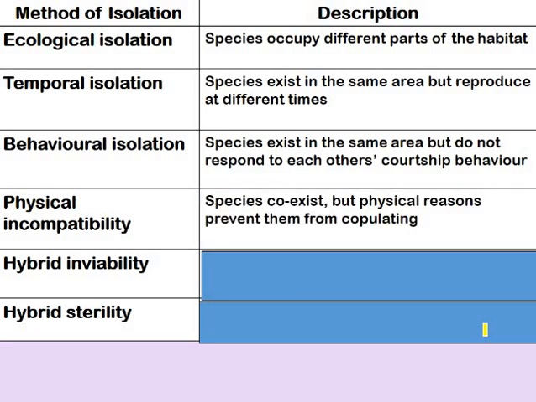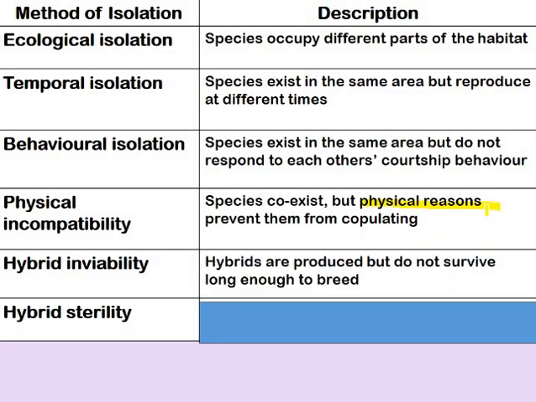Then we get into physical incompatibility, and that's where species again live in the same area, but there are physical reasons that prevent them from copulating. Think about Chihuahuas and Great Danes. Those are still the same species, but there would be physical reasons that prevent them from being able to copulate. If we keep selectively breeding them for their looks, eventually, maybe over thousands and thousands of years, if not millions, they could become a separate species.